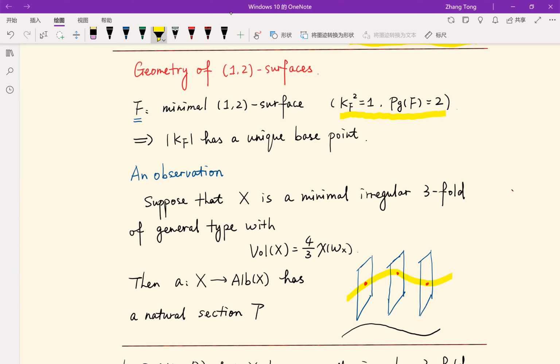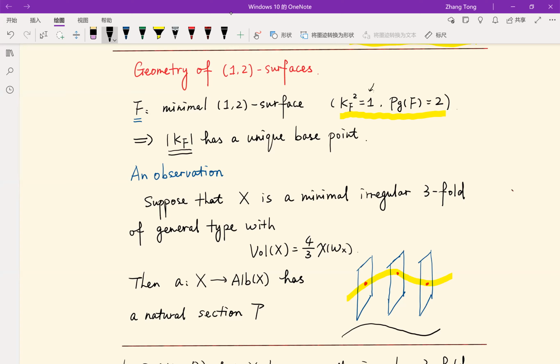Since K_F squared is 1 and the geometric genus is 2, it's easy to see that the canonical linear system has a unique base point. This base point exists because K_F squared is 1. If you choose two effective canonical divisors, they will meet at one point. That point is the base point of the canonical linear system. This is about the geometry of one fiber.